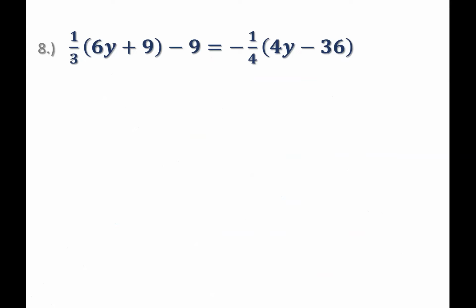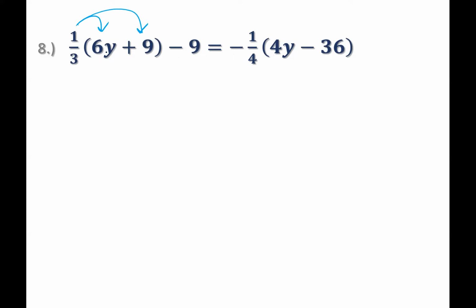So here's the full problem. This is number 8. 1/3, parentheses, 6y plus 9, close parentheses, minus 9 equals negative 1/4, parentheses, 4y minus 36, close parentheses. All right, so let's distribute our fractions, and what we will find in this problem is actually things cancel out in kind of a nice way. So the fractions do get cleared either way. All right, so let's take a look.